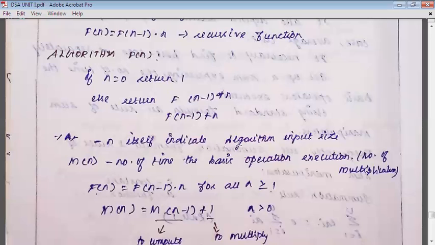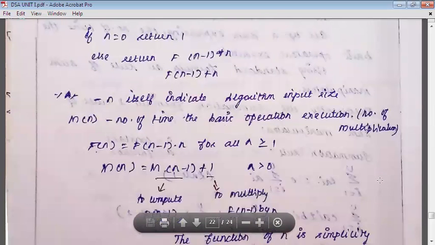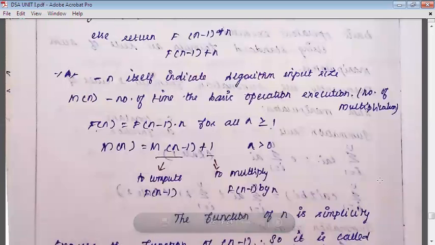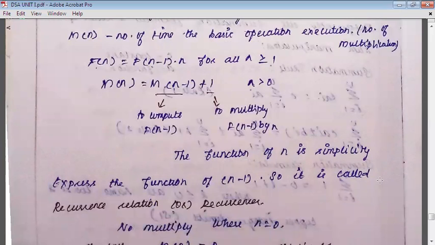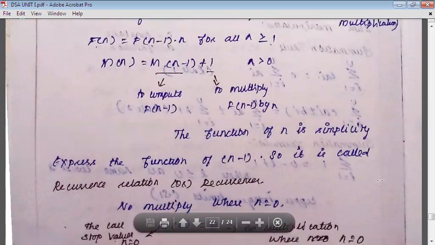Suppose you consider n equals 5, so the input size is 5. Now you have 5 into M(n minus 1), that is 5 into M(4), so M(4) is repeated. So for n equals 5 there is the multiplication 5 times 4, 3, 2, 1, so 5 multiplications occur and the value is 5. So the function of n is implicitly expressed through the function of n minus 1. This is called a recursive relation or recurrence.